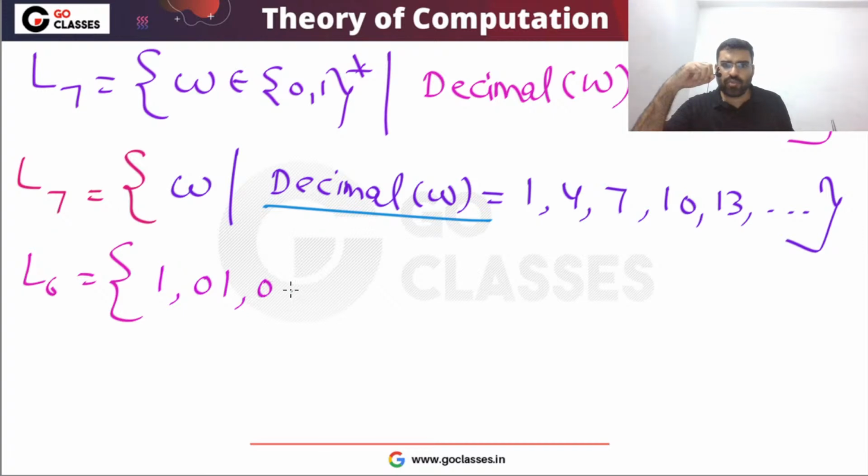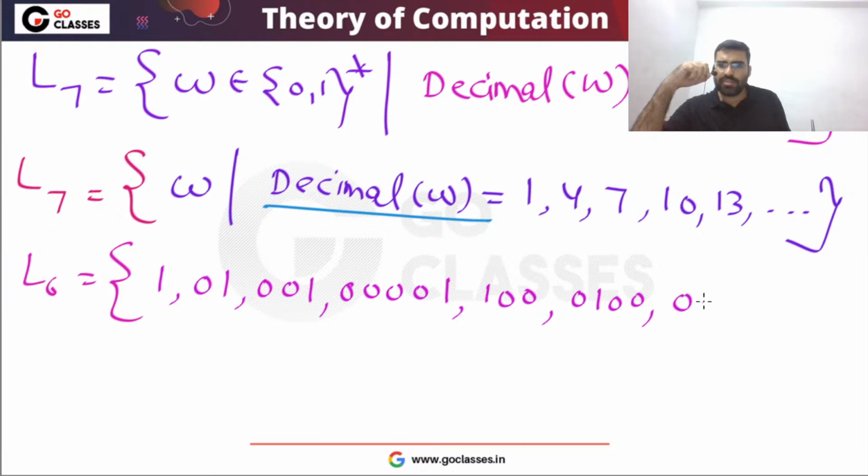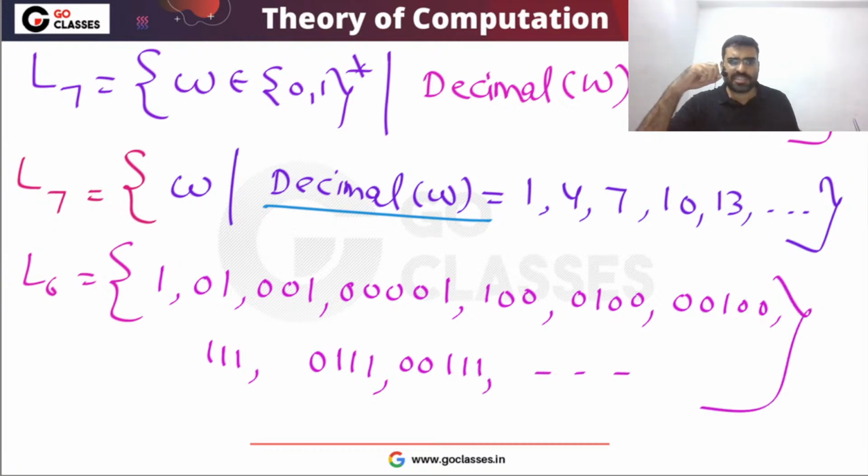So 001 is also fine, 0001 is also fine. Next, 100 is also fine, 0100 is also fine, 00100 is also fine. 111 is also fine. I can say we have this type of strings in the language, correct?